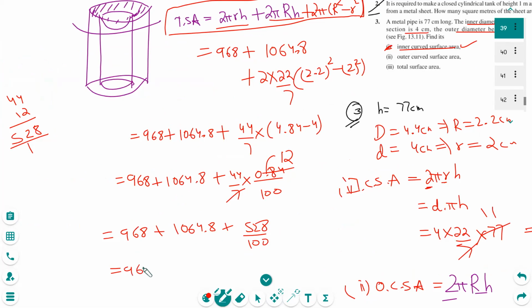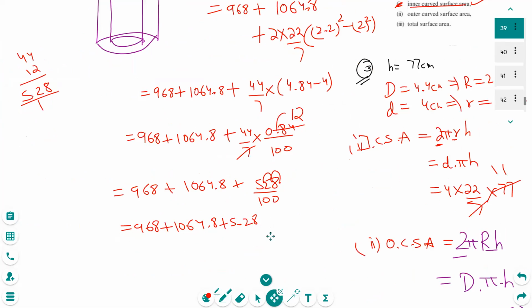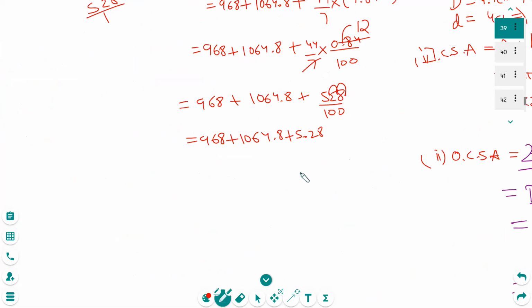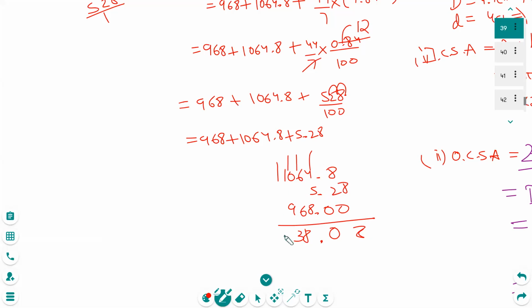So what will happen now? Just the decimals will change in the upper part. If my decimals here are 1, 2, so 5.28. Now let's quickly add them together. That's how we add the decimals here. So 968, there is no decimal. So 8, 10, 10, 18, 13, 10, and this is my answer. That's actually correct. Absolutely correct.